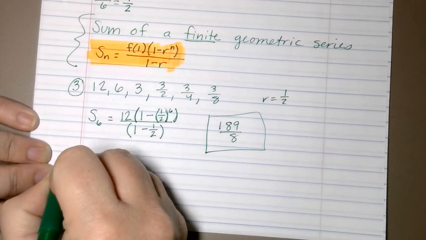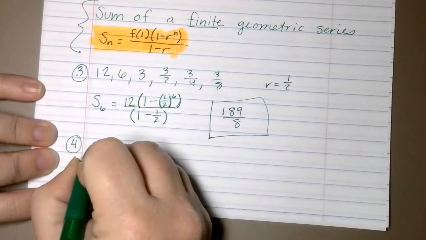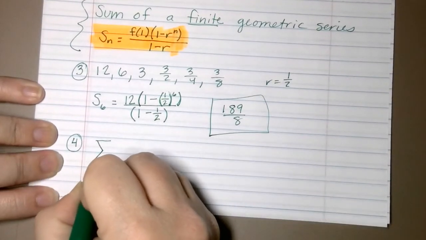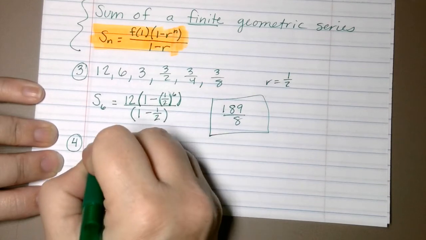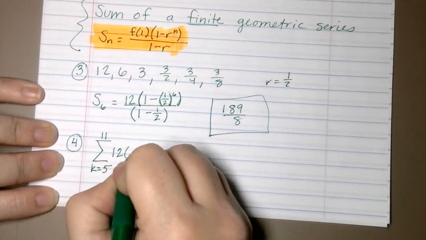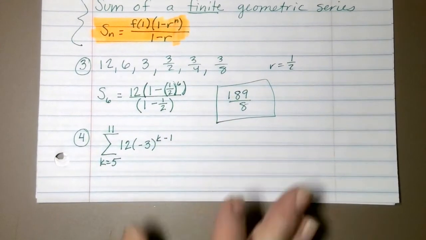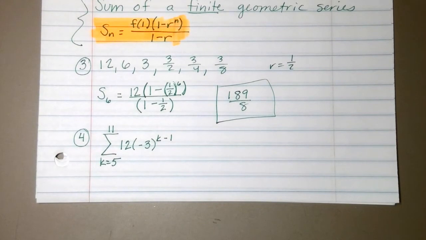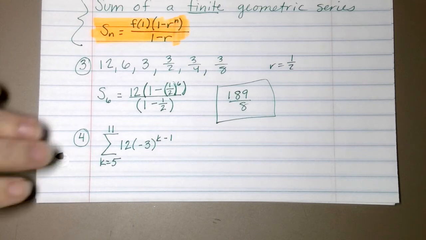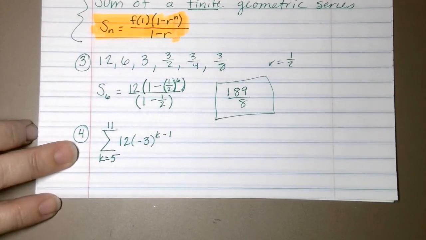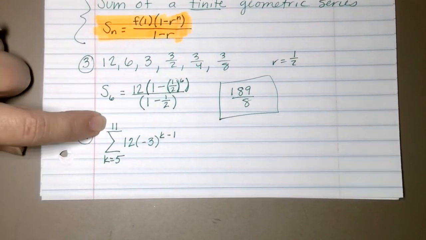Next one. Let's see. Am I going to need more room? I think I should be okay here. Let's evaluate a sigma notation. Okay, what is this problem asking me to do? There's no written instructions, it's just a sigma. Well, the sigma is telling me to do something. What's it telling me to do? Add up all the terms, right? Is it asking me to add up all 11 terms?